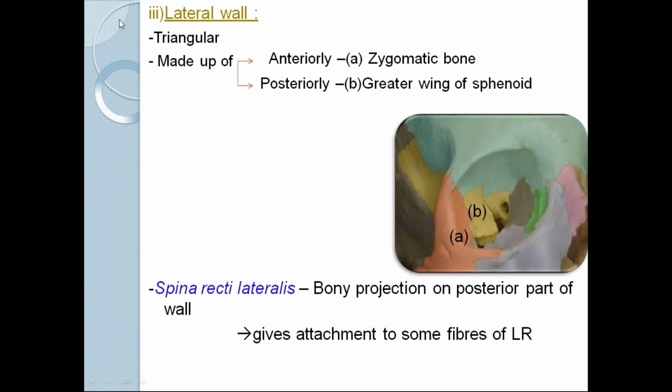Okay, now coming to the lateral wall, this is also a triangular wall like the inferior wall. Anteriorly it is formed by the zygomatic bone and posteriorly by the greater wing of the sphenoid. So this is the zygomatic bone. You can see the lateral wall, you can touch like this, that will be the zygomatic bone. This yellow part is the greater wing of sphenoid.